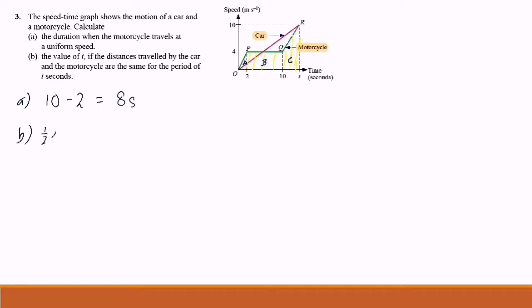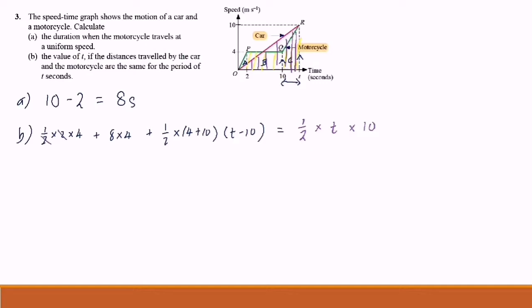So 1 over 2 times 2 times 4, plus area B, 8 times 4, plus area C is a trapezoid. 1 over 2 times the sum of 2 parallel lines, 4 plus 10, times the distance between 2 parallel lines, t minus 10, equals the distance traveled by the car, which is this triangle. So 1 over 2 times t times 10.